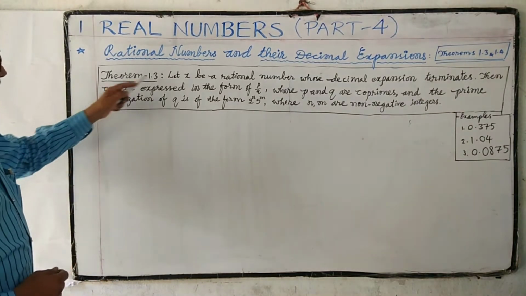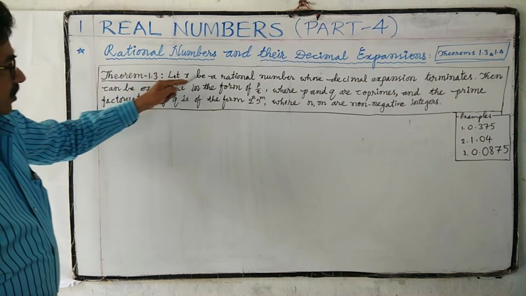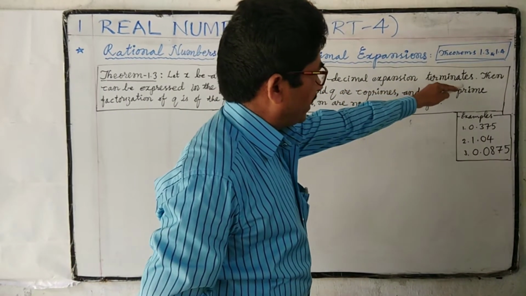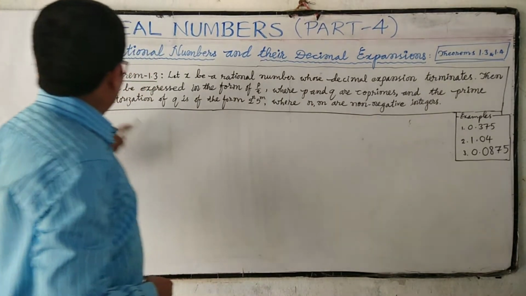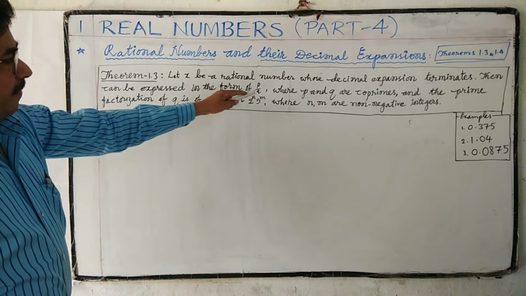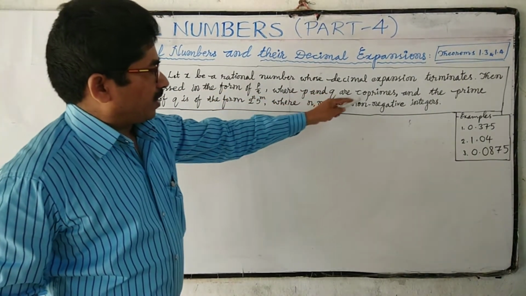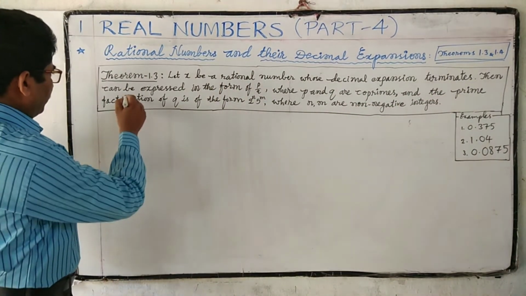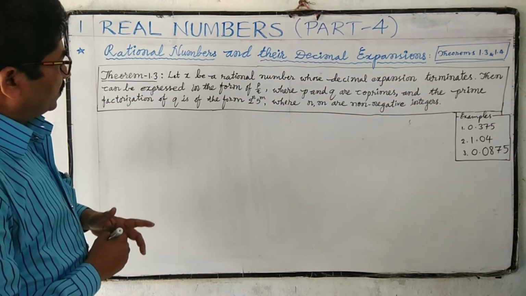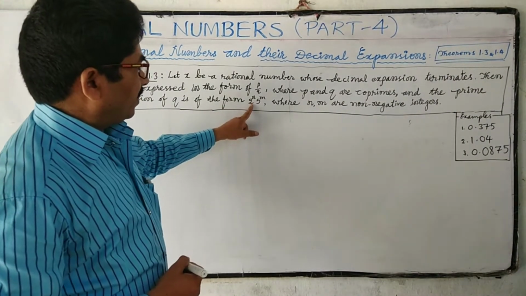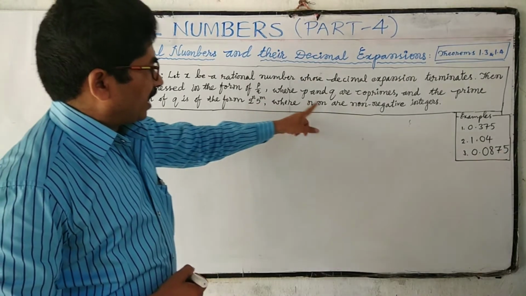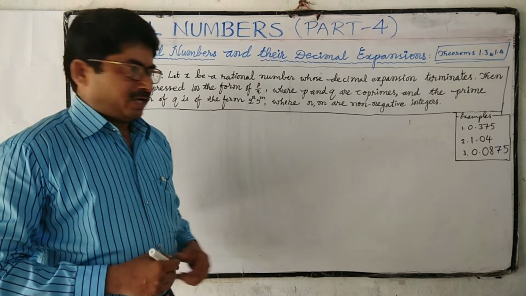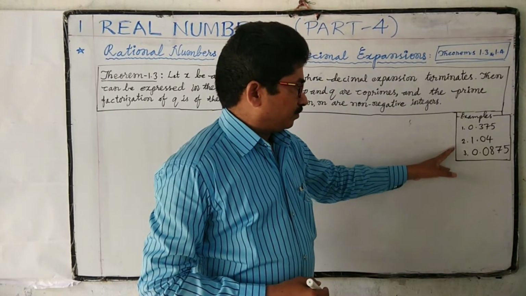First, Theorem 1.3. Let x be a rational number whose decimal expansion terminates. Then x can be expressed in the form p by q, where p and q are co-primes and the prime factorization of q is of the form 2 power n, 5 power m, where n and m are non-negative integers. Let us see these examples.